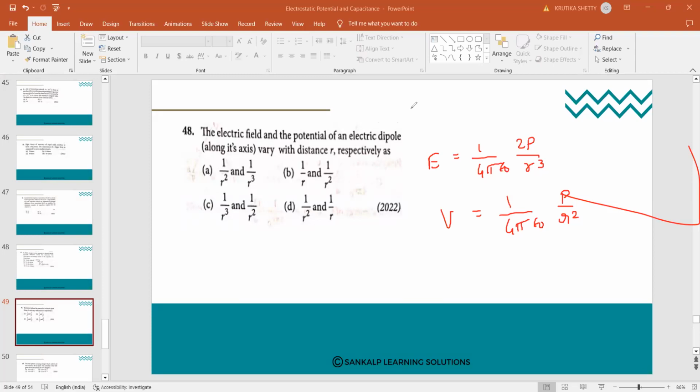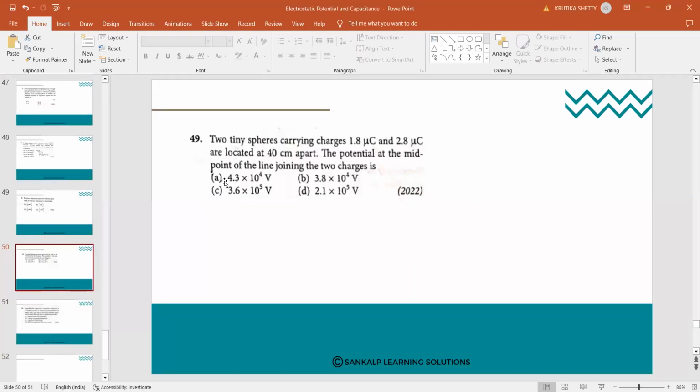Okay. The last question for today's class, as well as for this electric field, electric potential and the capacitor. Next class, current electricity on Friday.